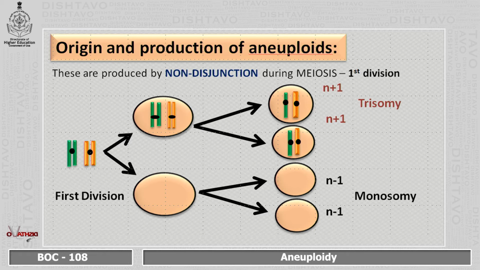Now, let us see here in meiosis during division 1. Here we have, suppose, a diploid organism with the chromosomes.